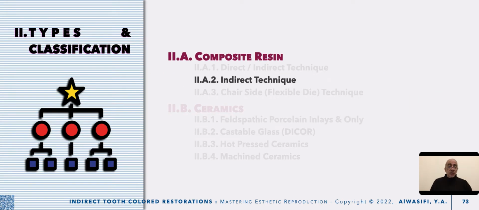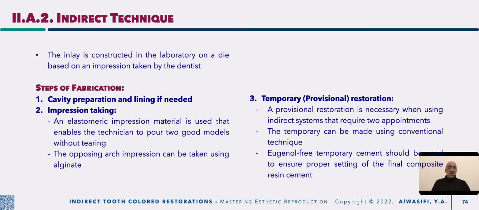In the fully indirect technique, the material is built up and completely fabricated outside your cavity. Your role just stops at the level of taking the elastomeric impression. Then your role comes back when you are cementing your restoration. Indirect techniques include cavity preparation and lining if needed, and impression taking using elastomeric impression material for the preparation and for the opposing arch also.